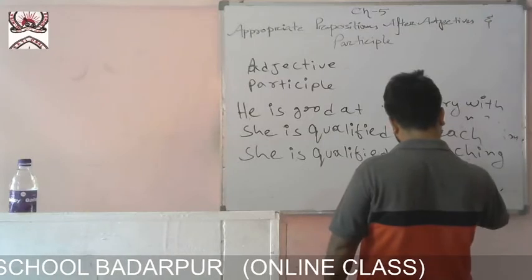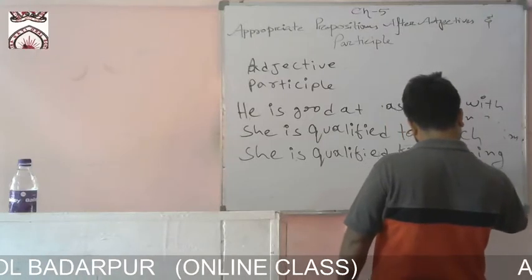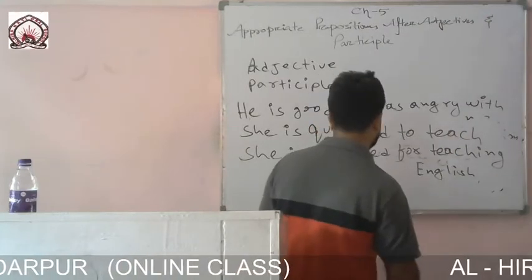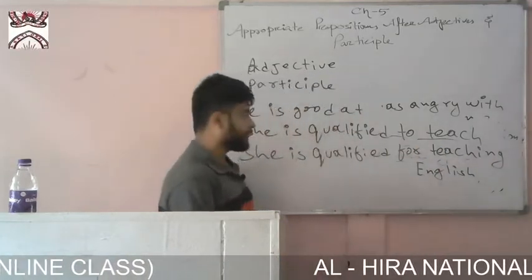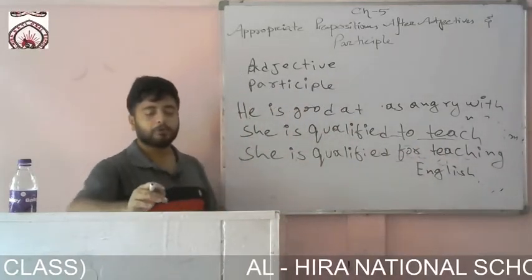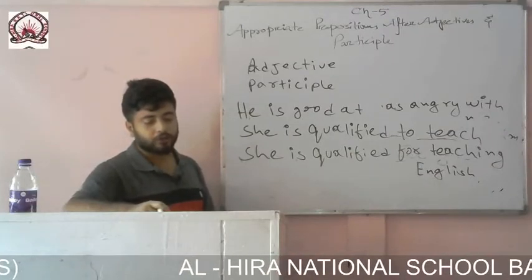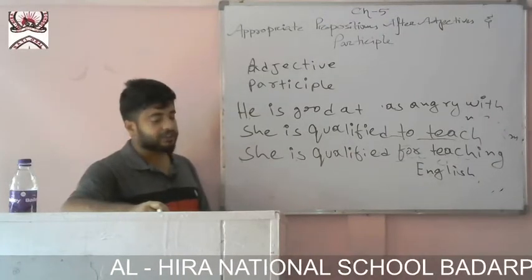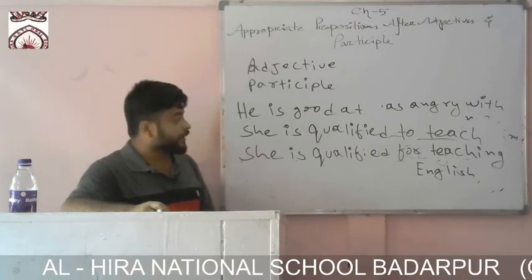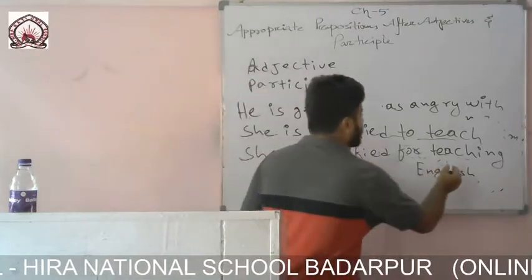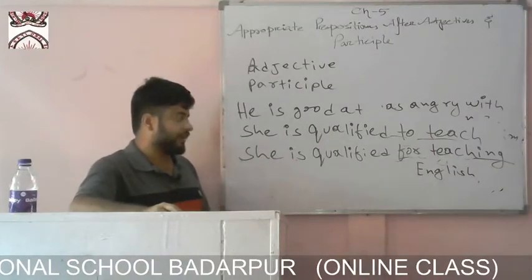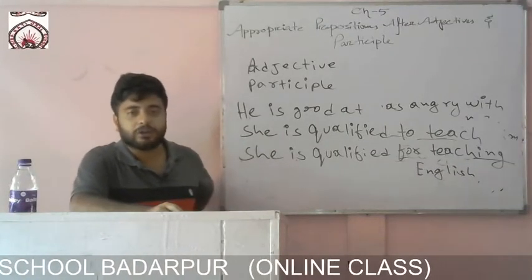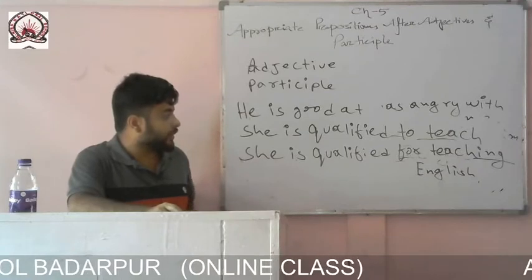E-N-G-L-I-S-H. In many sentences, if to is there, that means if we find a verb after that, then we have to use to. And if ing is there, then what form will come? Gerund. If ing is there, then what do we have to use?